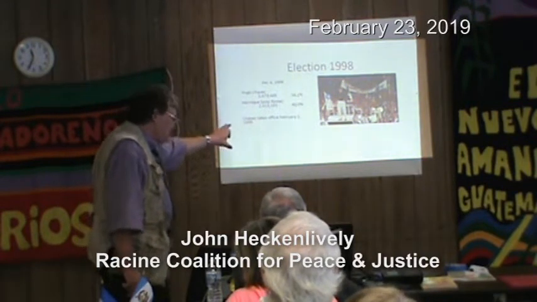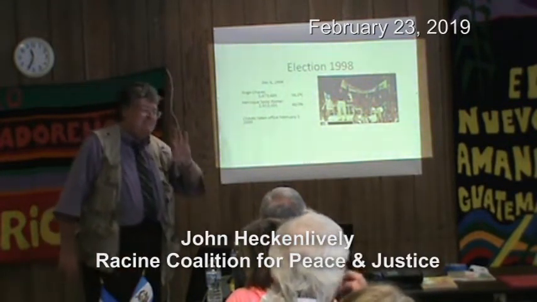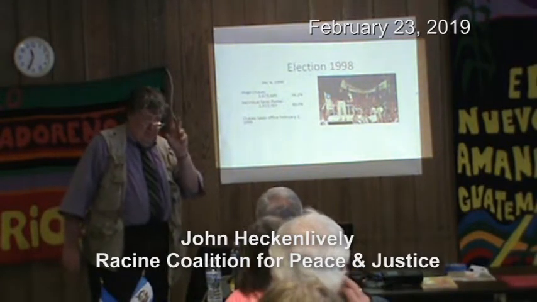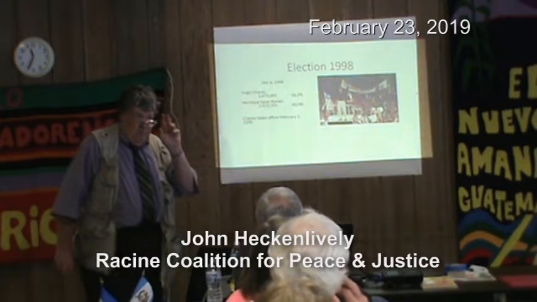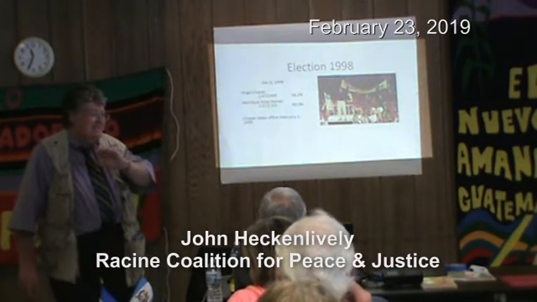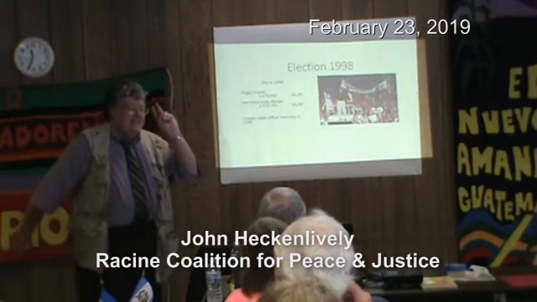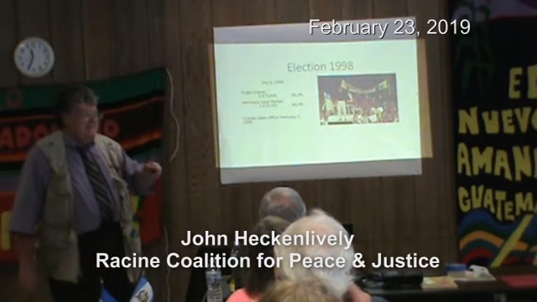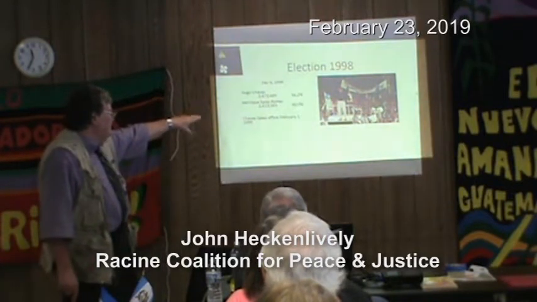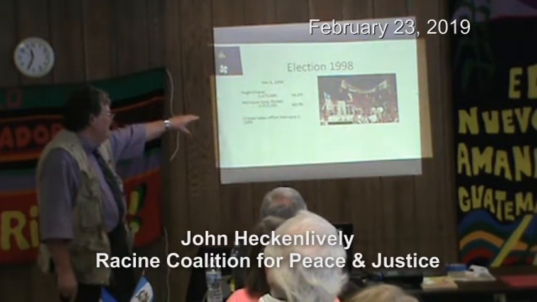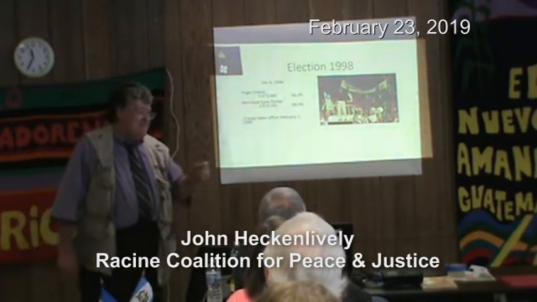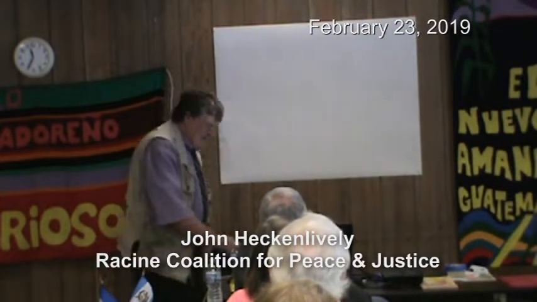Salas Romero gets 40%. To put this in American context, imagine that Bernie Sanders runs for president as an independent. Howard Schultz is running as an independent. And you get results like this. Bernie gets 56%, Howard Schultz would get 40%, and the Republicans would get like 2% of the vote. The Democrats get 2% of the vote.